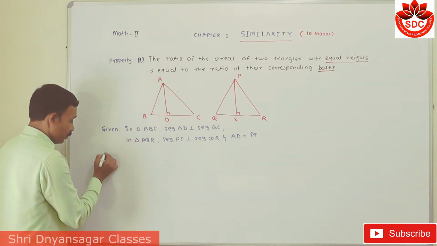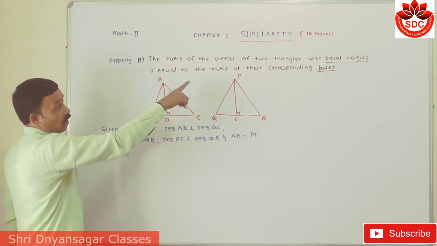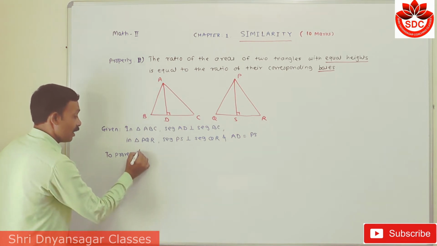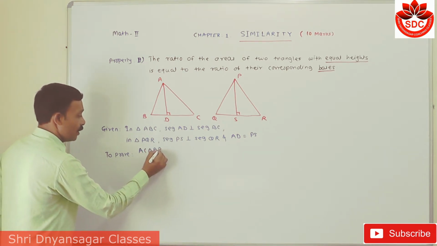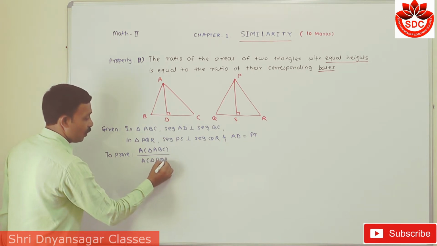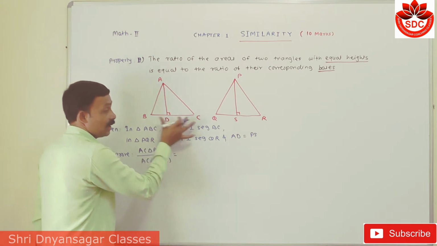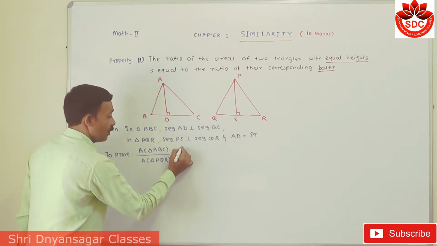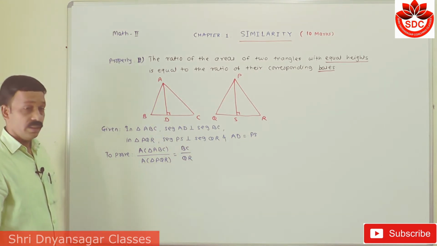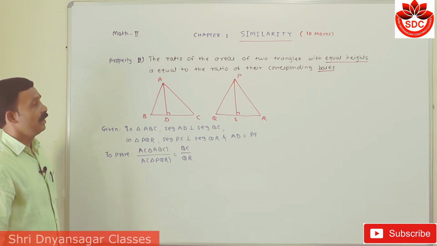Okay, then to prove: the ratio of areas of two triangles is equal to the ratio of their corresponding bases. It means that area of triangle ABC upon area of triangle PQR is equal to the ratio of their corresponding bases. The base is BC here, and QR here. It means BC upon QR. Can you understand what we prove here? This one. Now, then it's true.